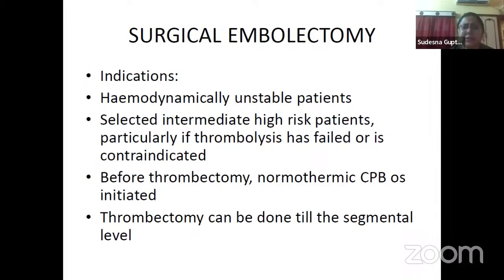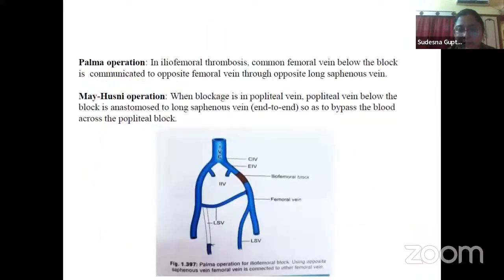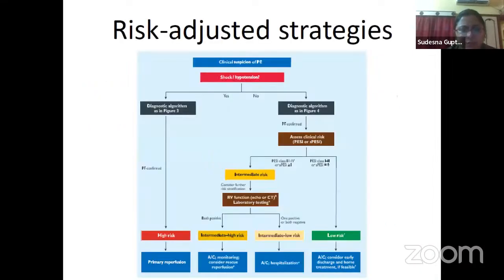Surgical embolectomy, we may need to proceed with that also, in a hemodynamically unstable patient, or a selected intermediate high risk patient, particularly if thrombolysis has failed or is contraindicated. Before thrombectomy, normothermic CPB should be initiated, and this can be done till the segmental level only. Two operations like the Trendelenburg operation and the May-Hasni operation have been described for this.